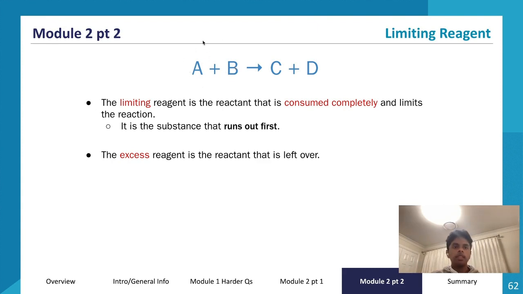By definition, the limiting reagent is a reactant that is consumed completely and limits the reaction. It is the substance that runs out first. The opposite of the limiting reagent, the other reactant, becomes the excess reagent, and it's the reactant that is left over after the reaction comes to completion. So that's the limiting reagent.